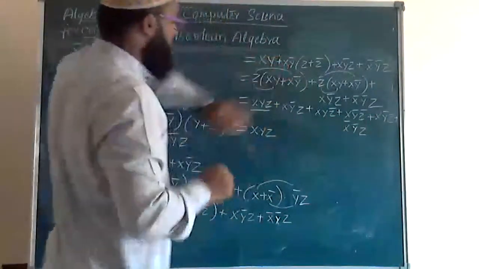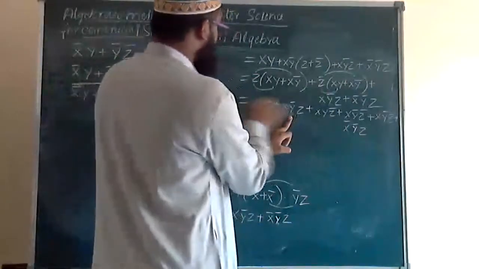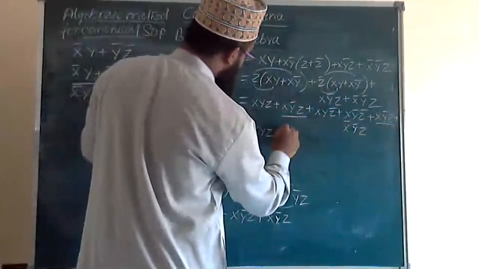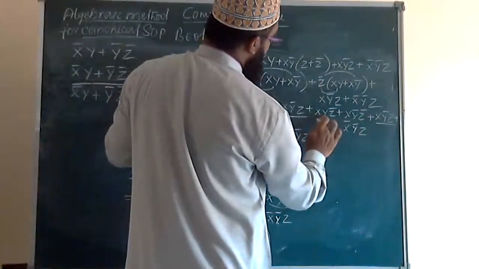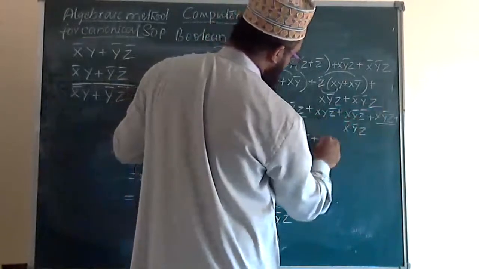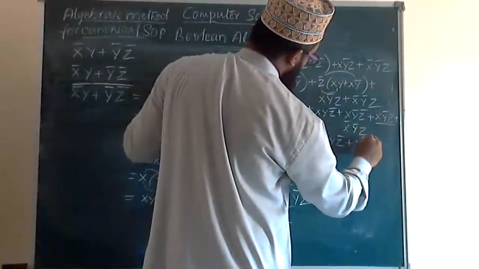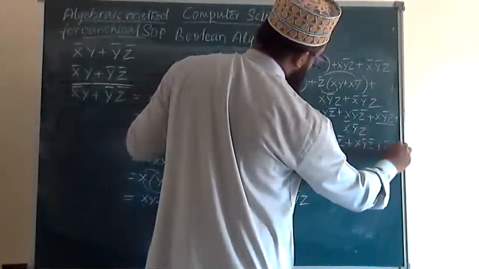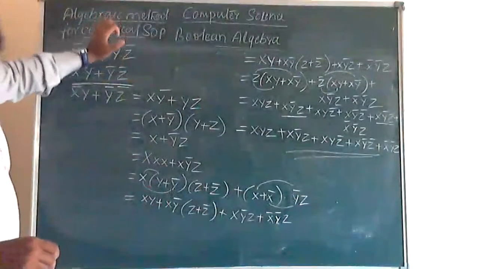Okay, this is finished. For xy bar z, is there any duplicate? One duplicate is there, xy bar z. So just write it down once, xy bar z. For this, is there any duplicate, xyz bar? No, there is no duplicate, xyz bar. Plus, for this, no duplicate, xy bar z bar. Plus, for this one, there is no duplicate, write down as it is. So we have got the canonical SOP in the algebraic method.